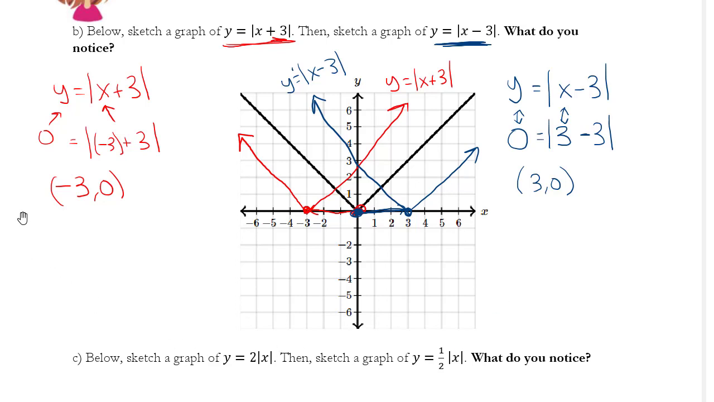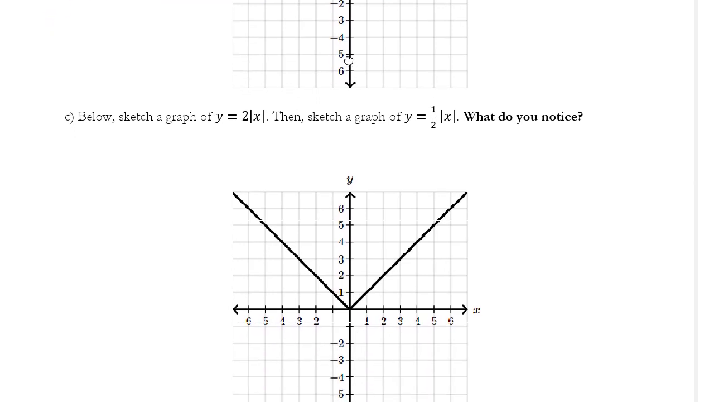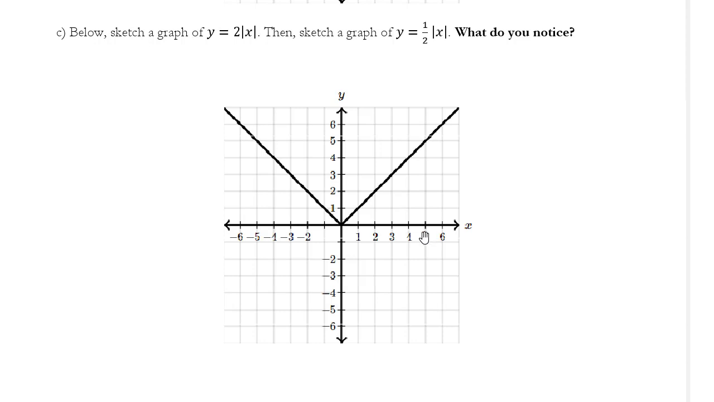So in addition to shifting vertically, up, down, and horizontally, left, right, which we just did, we can also bend and stretch graphs. So let's see what that looks like. Here again, we are always starting with our parent graph of y equals absolute value of x. And we're being asked what happens if I put a 2 in front of it, right? And I multiply everything by 2.